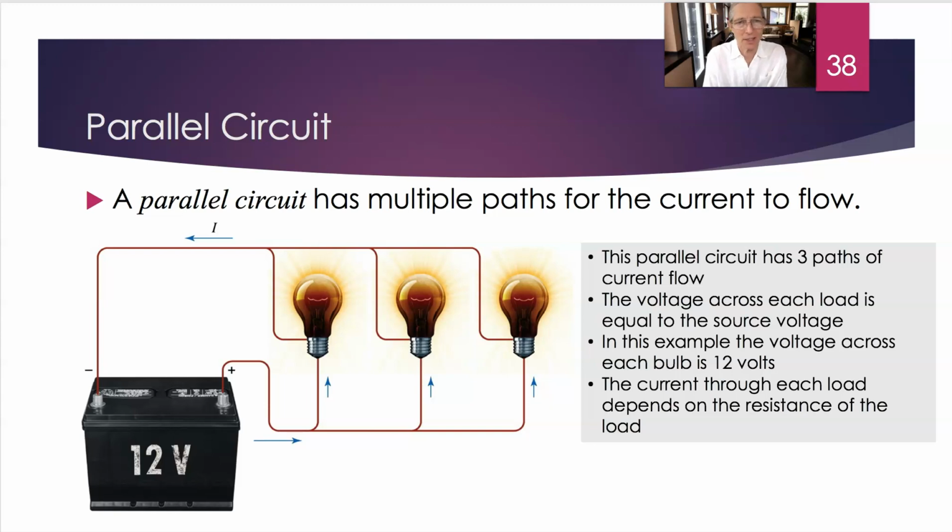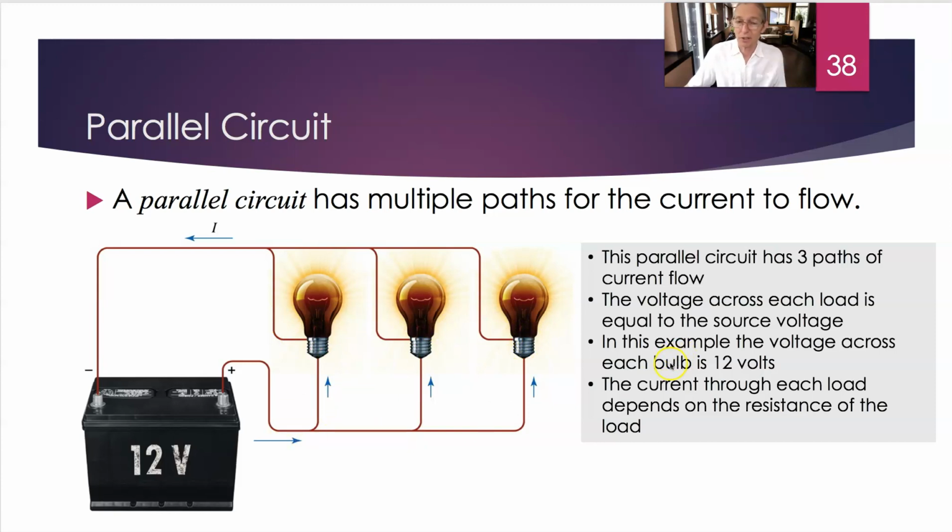Now, contrasting parallel circuits to series circuits, parallel circuits have multiple paths for the current to flow. So in this particular circuit, we can see there are 3 paths of current flow, one for each light bulb or each load, so to speak. Now, the voltage here is the same as the voltage of the power supply. This is a 12-volt power supply, so the voltage across each one of these loads is 12 volts because it's 3 separate loops.